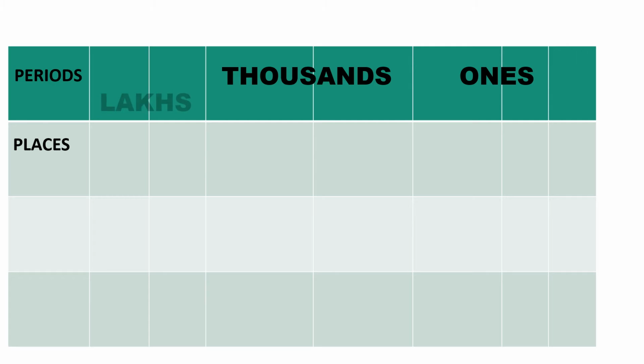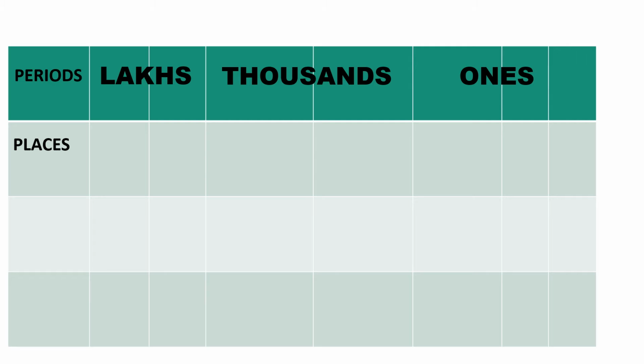Look at the table. You can see that the table is divided into two, periods and places. There are 3 periods in this chart: ones, thousands and lakhs. There are 7 places coming under these 3 periods. Remember one main thing, you have to start reading from the right side towards the left side.